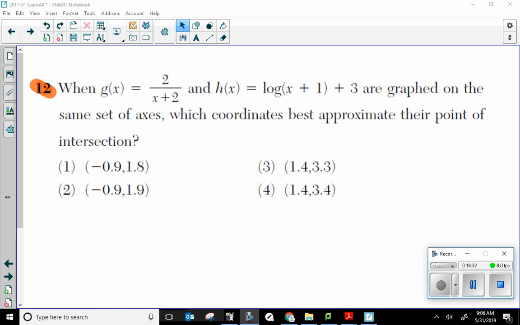Number 12, algebra. This is a straight out calculator problem because they tell you to use a calculator. When g of x, which is 2 over x plus 2, and h of x, which is the log of x plus 1 plus 3, are graphed on the same set of axes, which coordinates best approximate their point of intersection? Graph these two and see where they intersect. Now they're rounded to the tenth, so you're probably going to have to round to the tenth yourself.